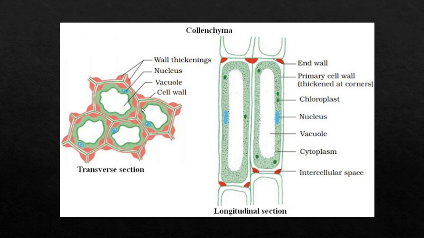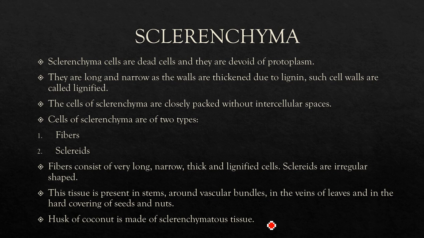So wherever the chloroplast is present, whether in the case of parenchyma or in the case of collenchyma, in both the cases photosynthesis will take place. So here is the structure of collenchyma. You can see the irregular wall thickening because of which the intercellular spaces are reduced a lot. Okay. Yes. Next is sclerenchyma.